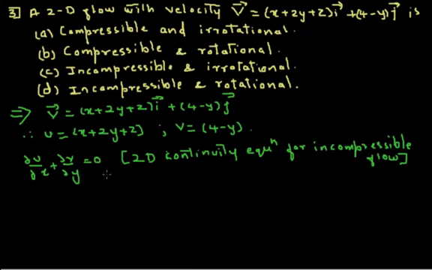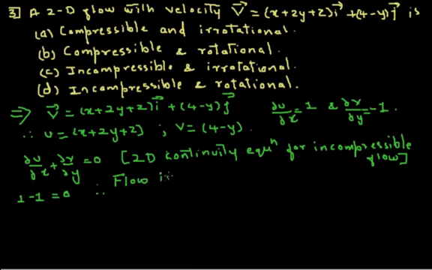So del u by del x is, so if we put the values in this equation we get 1 minus 1 that is equal to 0. Therefore the flow satisfies this equation and hence the flow should be incompressible. Therefore flow is incompressible.